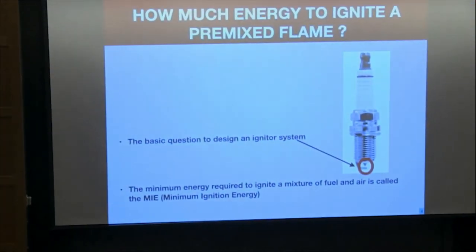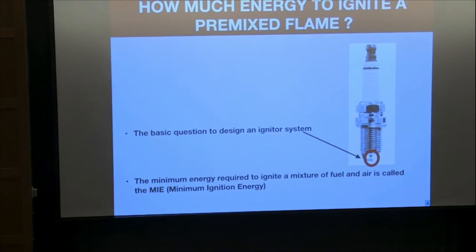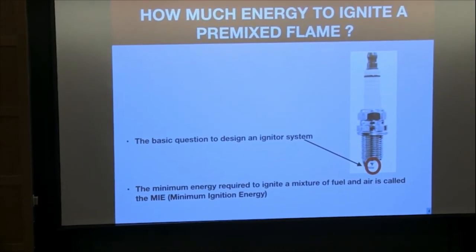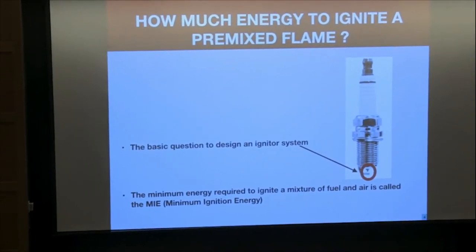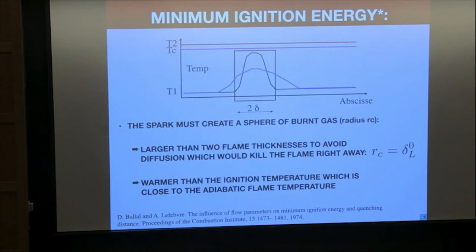But basically, we start here by assuming that what the spark is doing is to create a small sphere of burned gases. And the question is: is this sufficient to ignite a flame or not? And we know it's not always sufficient. So you start, and there's a big bunch of theoretical papers on that, to work on what we call MIE, minimum ignition energies. How much energy do you have to put there so that flames can begin? Otherwise, of course, it won't work.